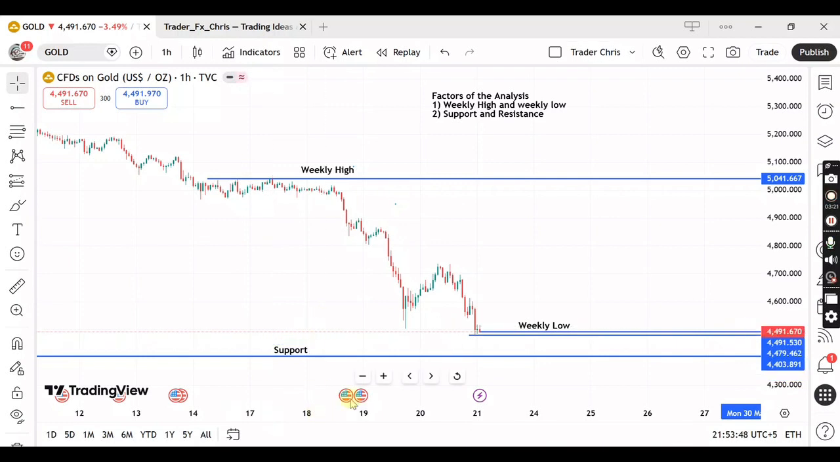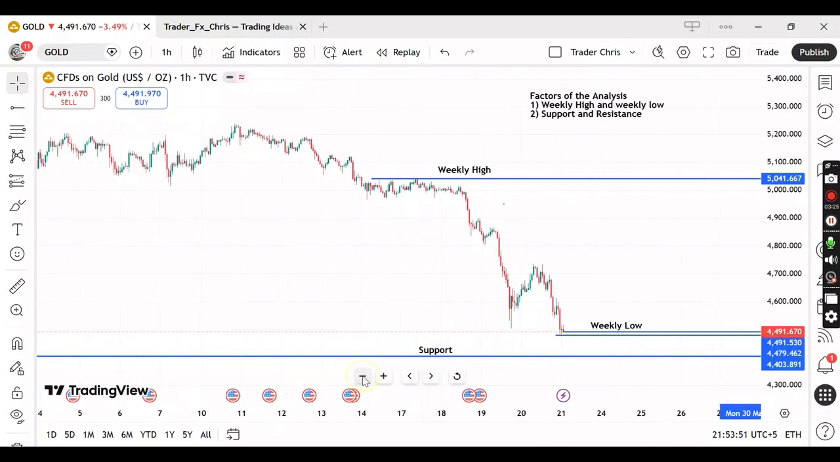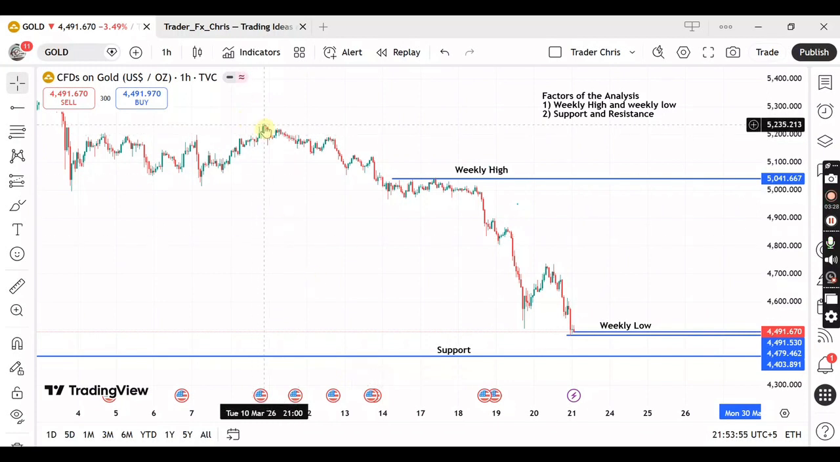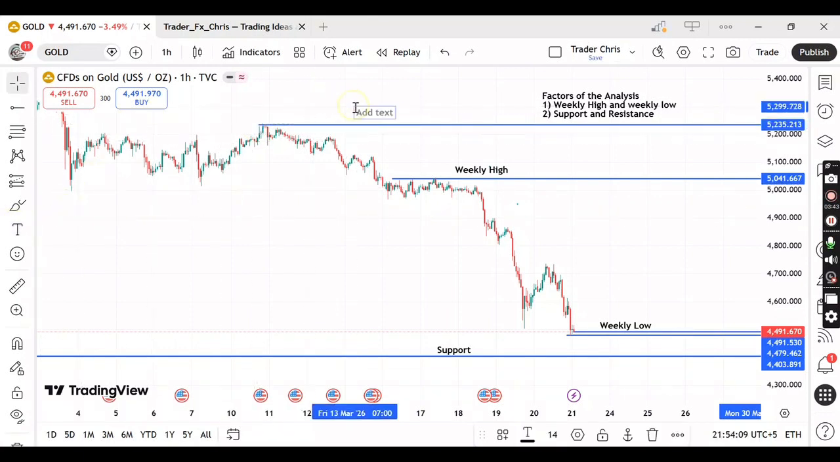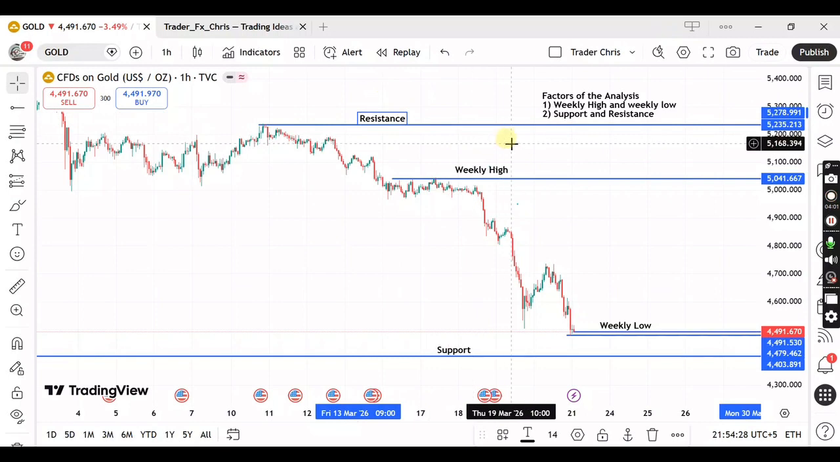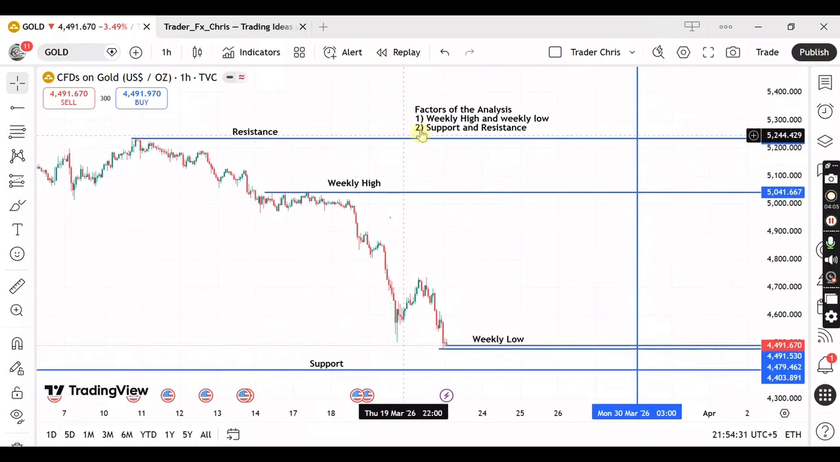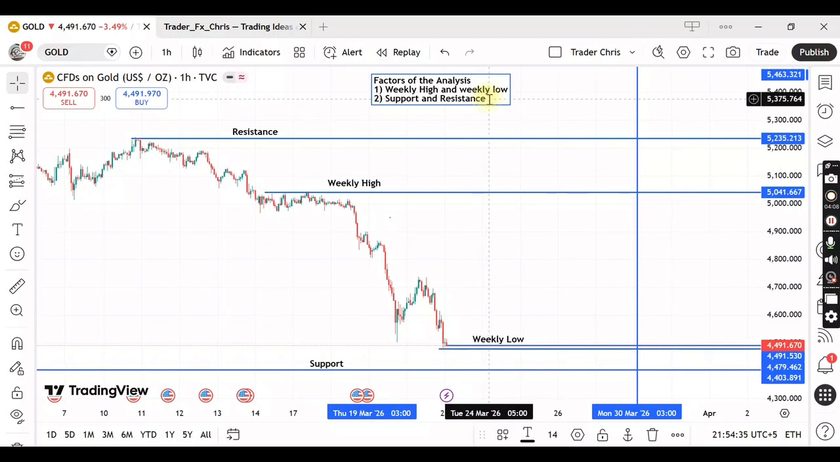Now we will see the nearest resistance level. This area will be considered for the resistance, because the two weeks' highest price area is there, so we will consider that the resistance level. This is the area of resistance. So this is the support and this is the resistance, and now we will see the next important thing for the fundamental analysis.